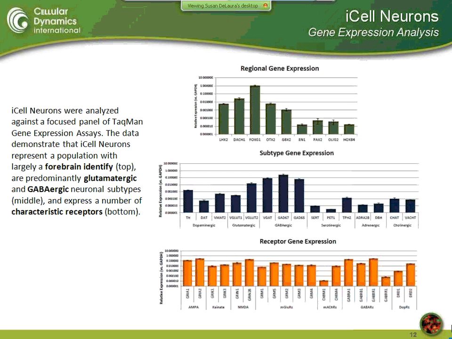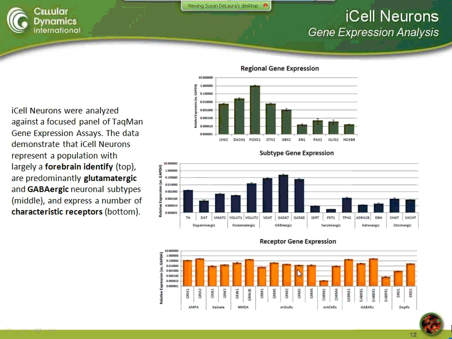We also then looked at some of the gene expression of the neurons, and what we found from the qPCR, just using a TaqMan array, is that the cells seem to be a population that is indicative of the forebrain identity. As you can see here, in the regional gene expression, you have high expression levels of FOXG1, DACH1, etc. So you have some of these forebrain identities.